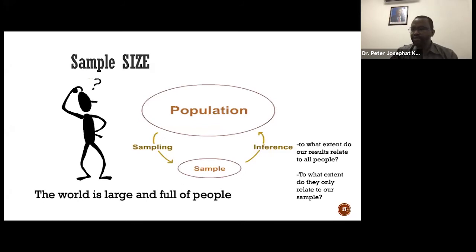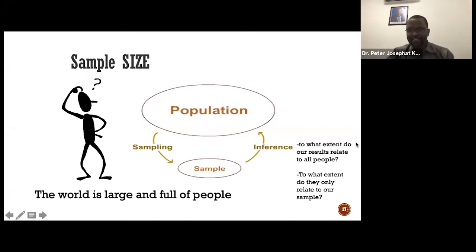Now here we have a population and we have a sample. What we are supposed to consider when we are selecting a sample is the sampling procedure. How are the units selected so that we make an analysis of the sample, then infer the population? This is the thing that we need to work on.